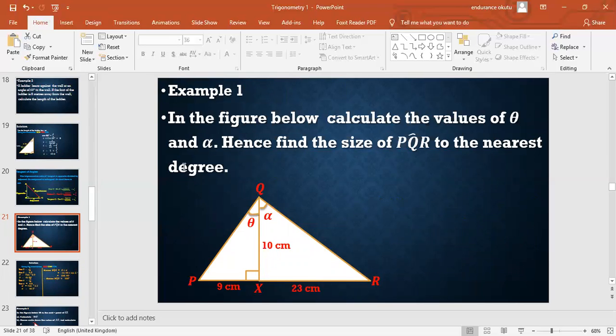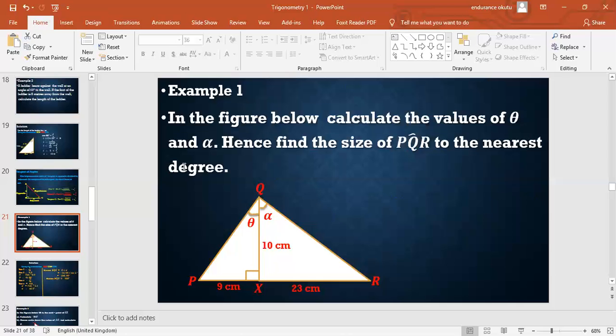Example 1. In the figure below, calculate the value of theta and alpha. Hence, find the size of the angle at O to the nearest degree, the angle PQR to the nearest degree. Now, this is the figure that is given. We are asked to find the value for theta and alpha.